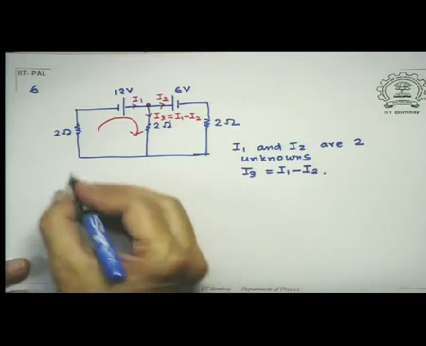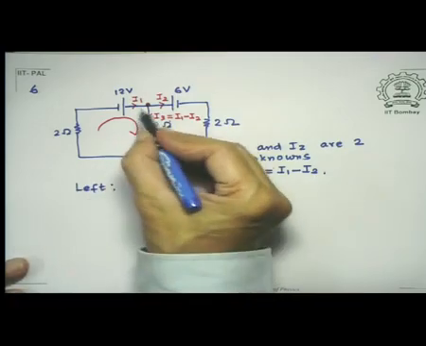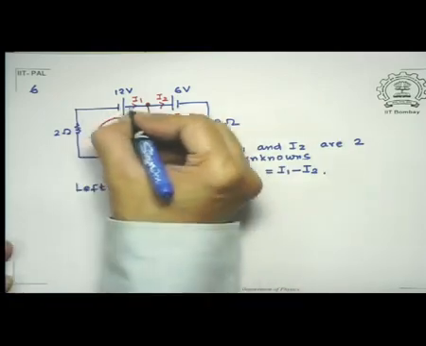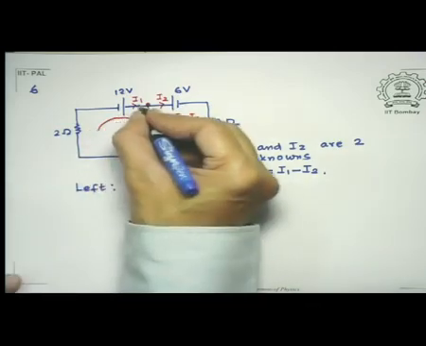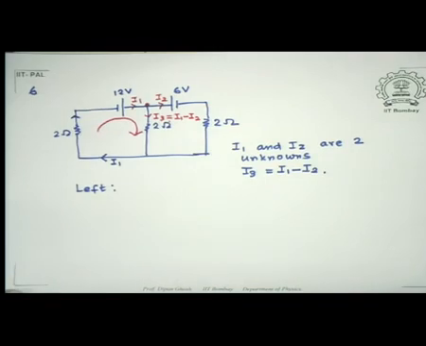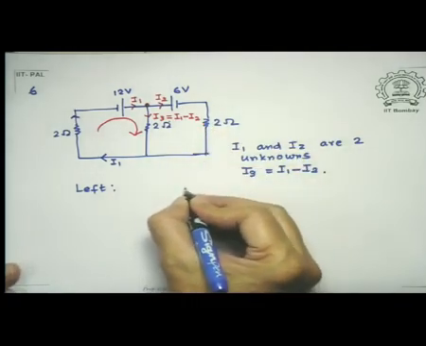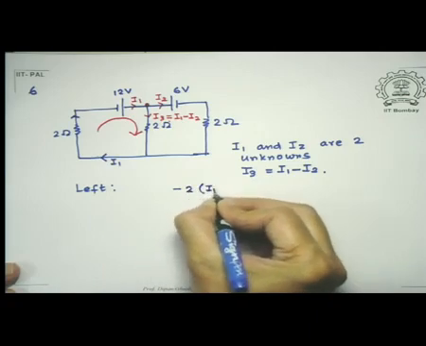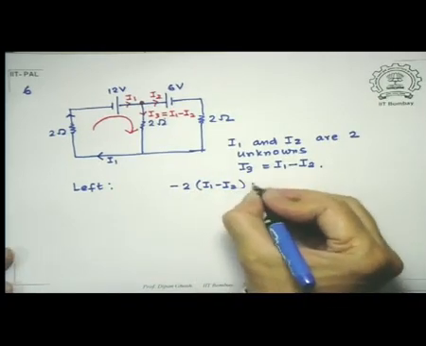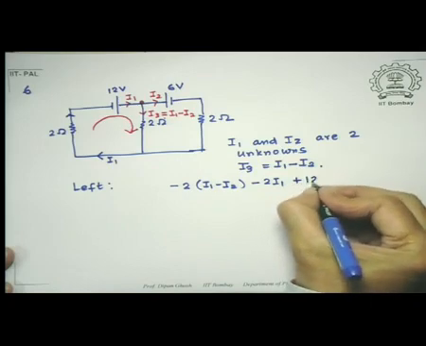So therefore, let us look at the left loop. Since coming in is I1, the amount of current that is going out from here is I1, what is coming inside must also be equal to I1. So let's do that. I've got minus 2 into (I1 minus I2), supposing I started from here, then minus 2 I1, this is this one, then plus 12, that's equal to 0.